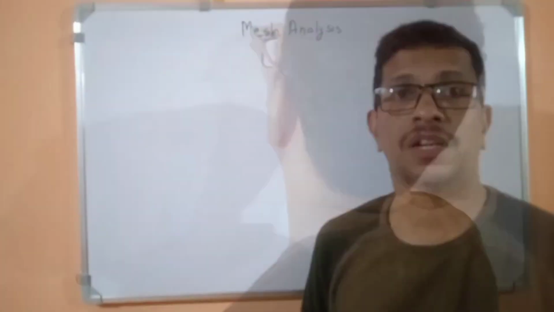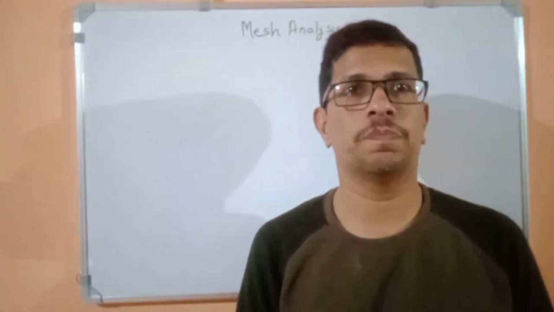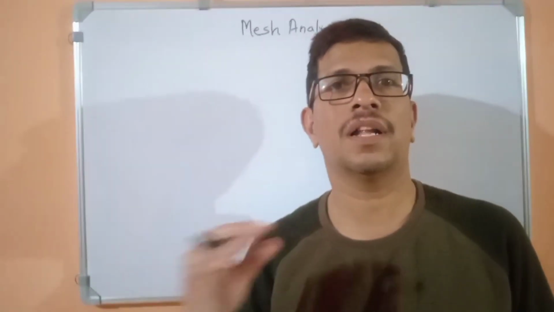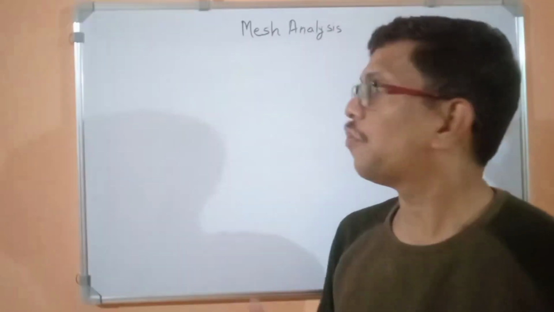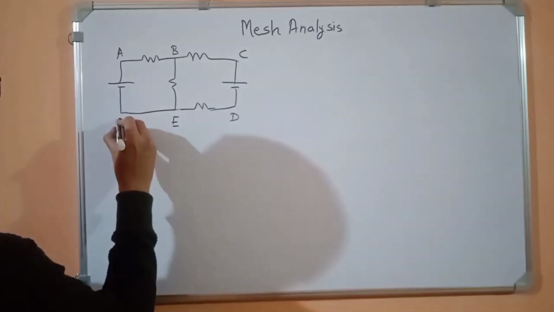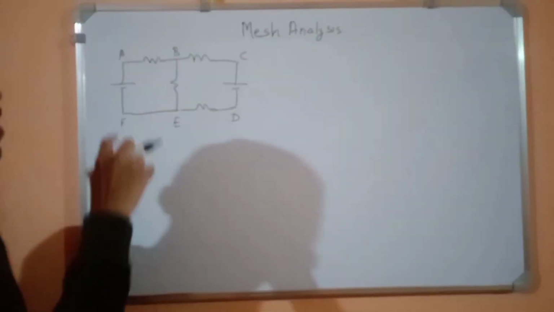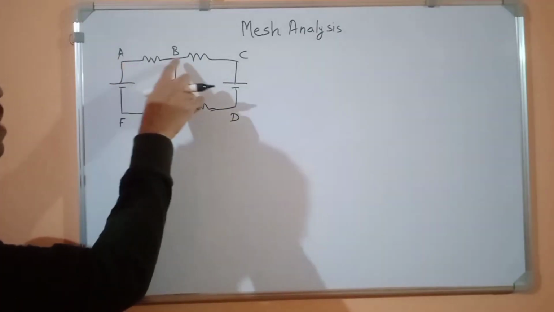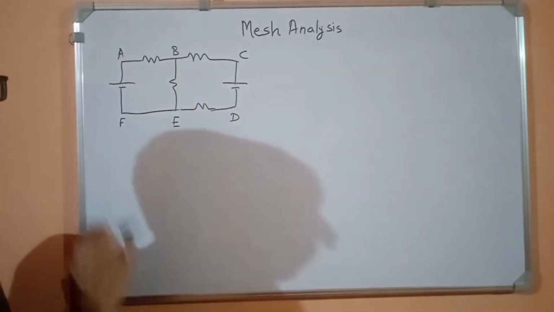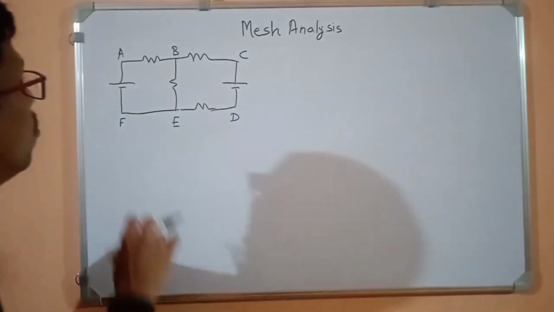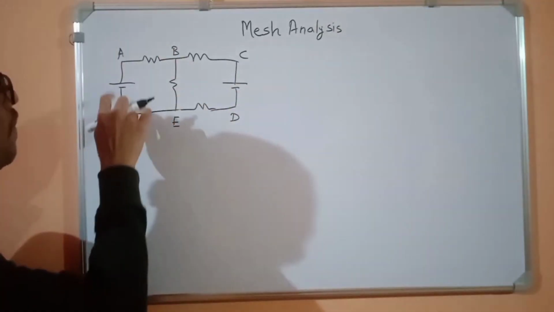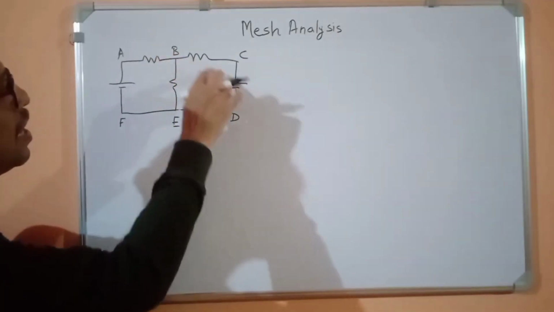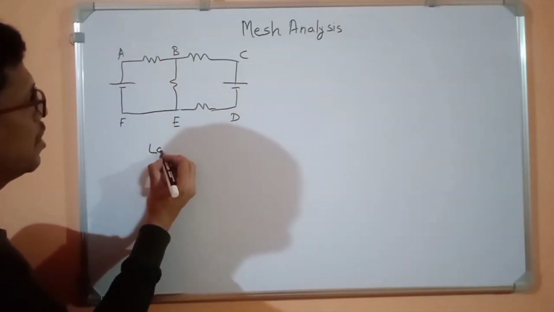What is mesh? Mesh is the smallest loop which cannot be further divided into another small loop. For example, here we are having this circuit. You can say the outer one A, B, C, D, E, F is a loop. You can say A, B, E, F is another loop. You can say B, C, D, E, B is another loop. So there are three loops.